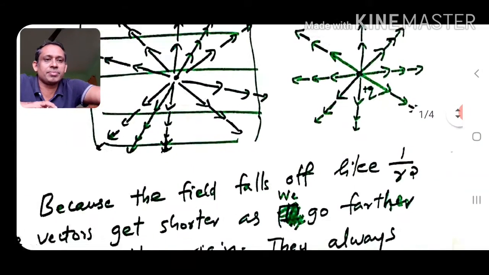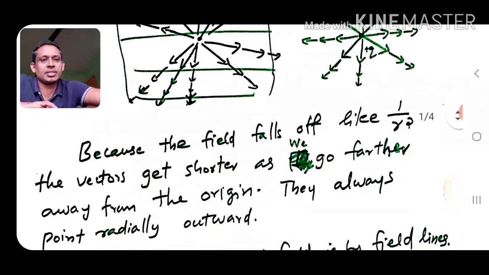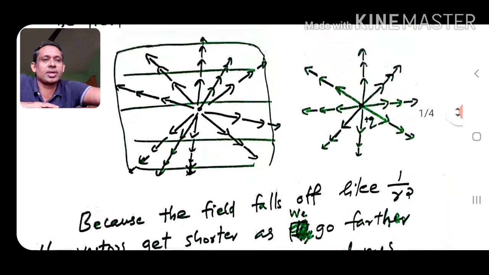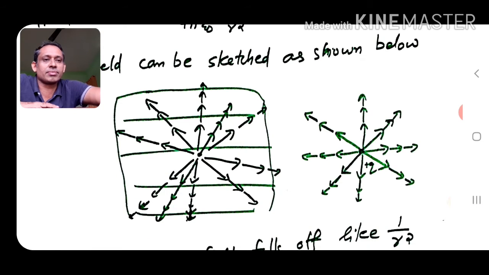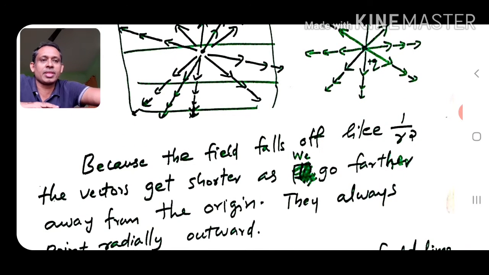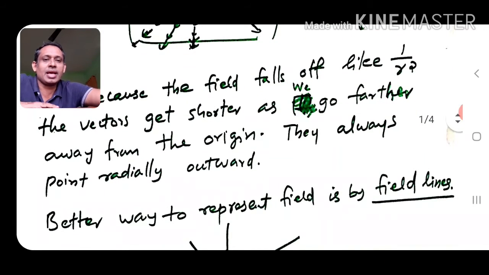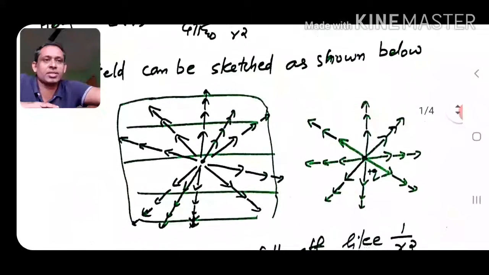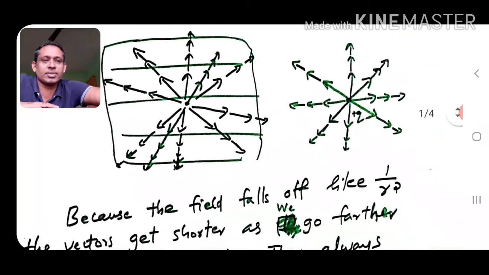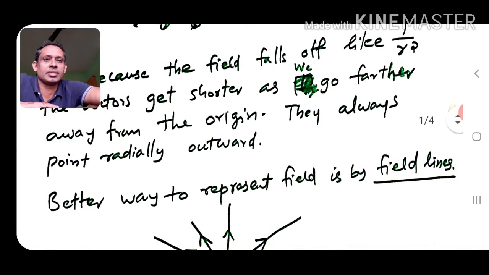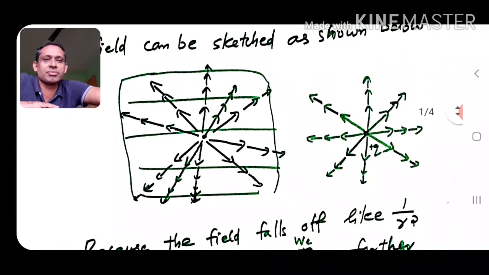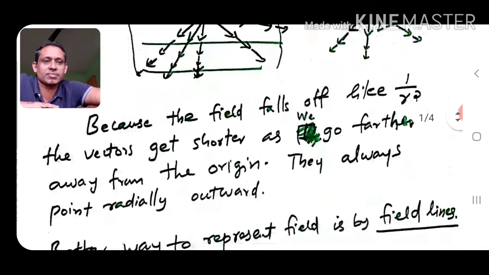It is written here, the electric field falls off, it decreases as 1 by r square. So the vectors get shorter. The vectors are getting shorter as we go farther away from the origin. And the direction, as I told you, is radially outwards, the unit vector r. So this is one way of representing the electric field around a point charge.